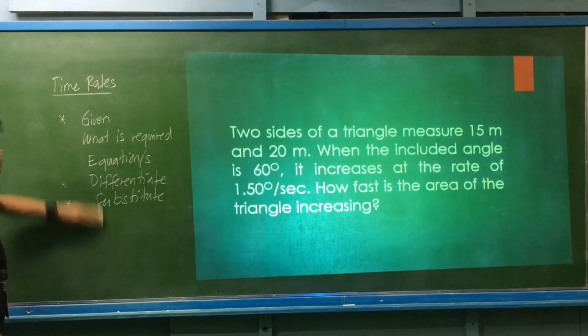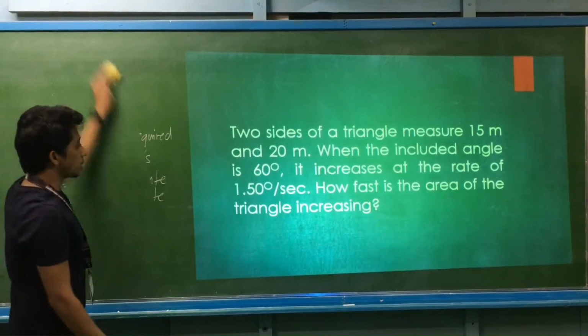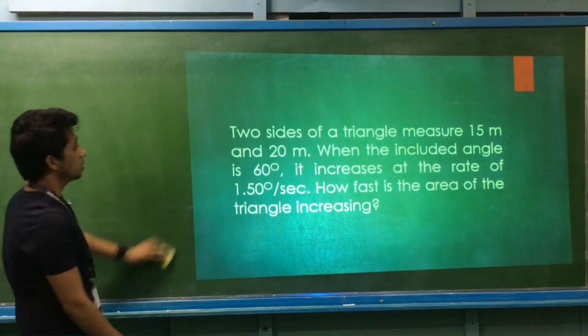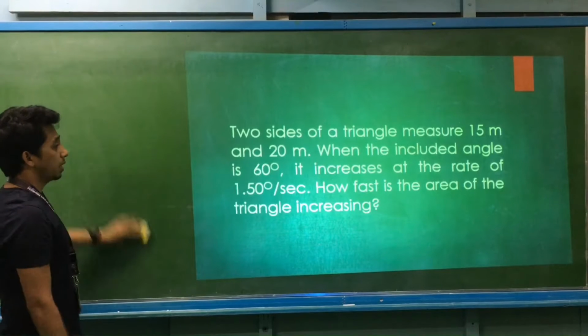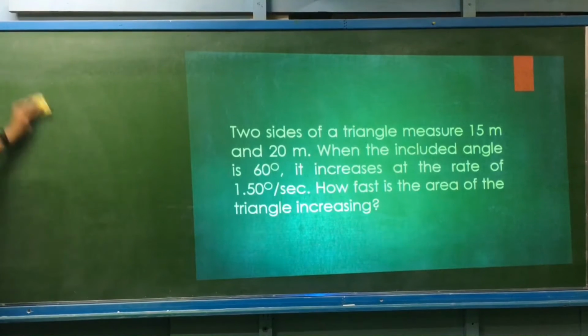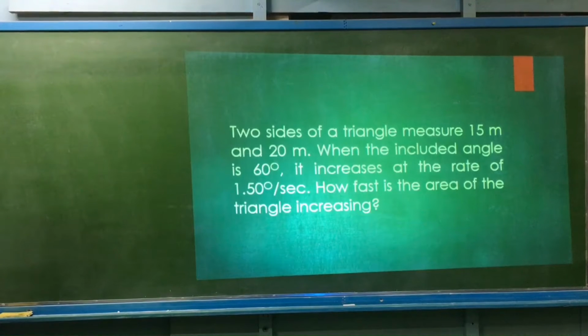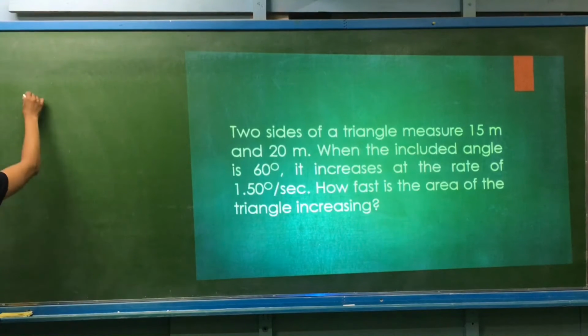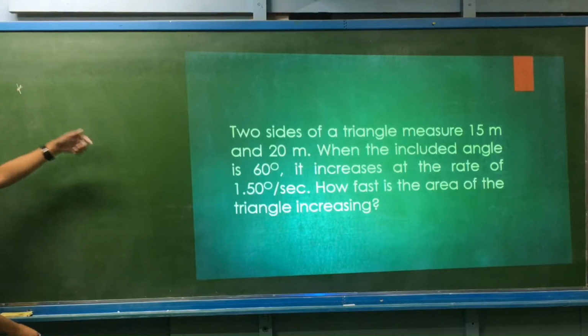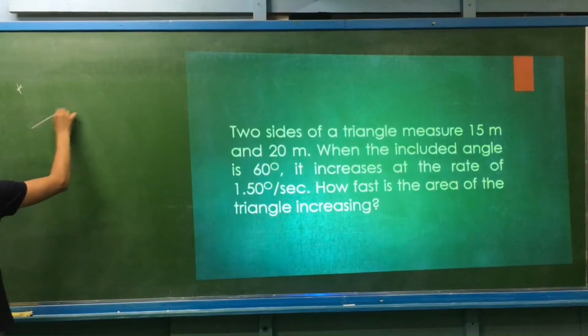As an example, two sides of a triangle measure 15 meters and 20 meters. When the included angle is 60 degrees, it increases at the rate of 1.50 degrees per second. How fast is the area of the triangle increasing? So we need to identify the given.